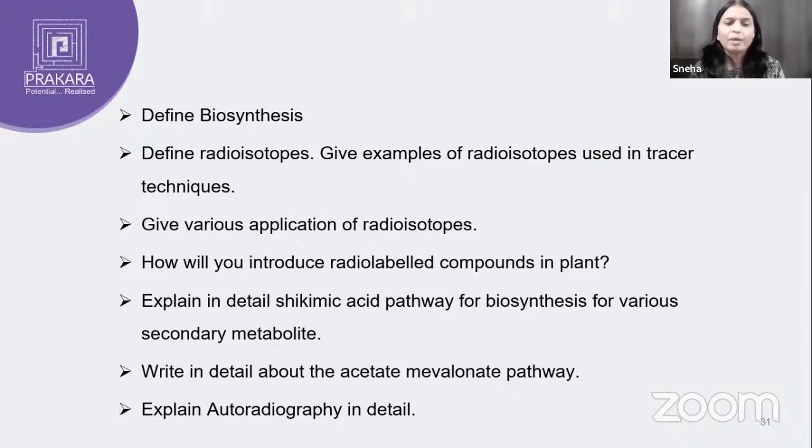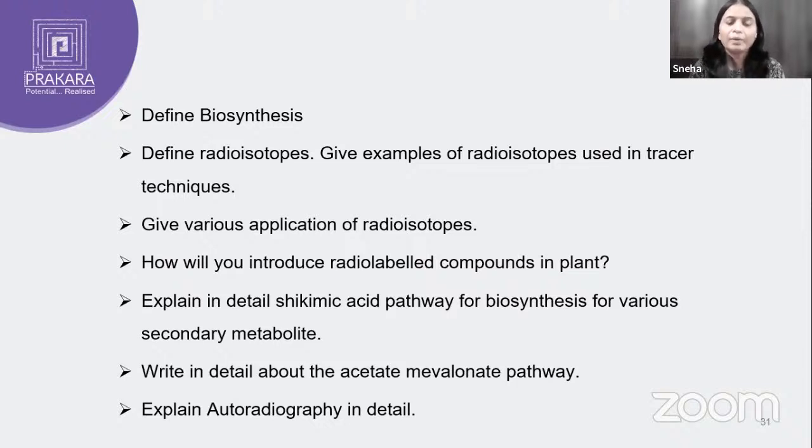Mostly all the alkaloids, glycosides and flavonoids will be synthesized through the shikimic acid pathway, and most of the volatile oils and oils, as well as big steroidal structures, will be synthesized through the acetate malonate pathway. Terpenoids, the big ones, pentacyclic triterpenoids, will be synthesized with the help of the acetate malonate pathway.